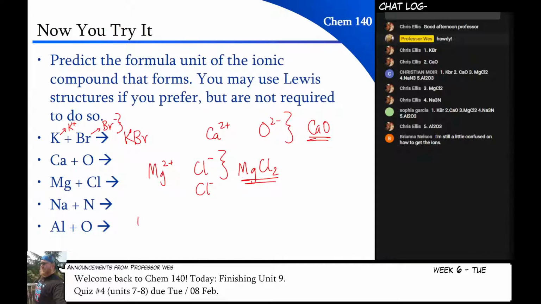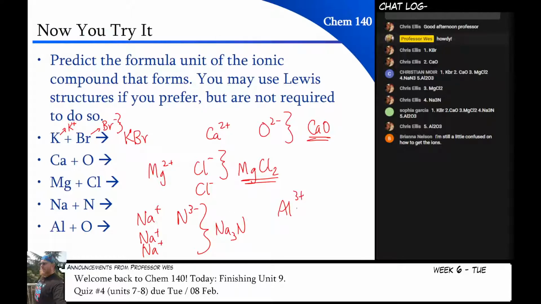Same thing for this one. If I want to balance out the charge from sodium ions and nitride ions, I need extra positives from sodium to get that for my formula. How to get the ions? I'll do that in just a second. Let me finish this problem, though.